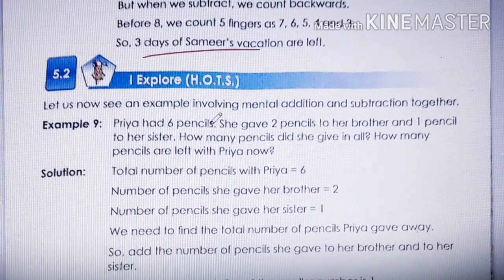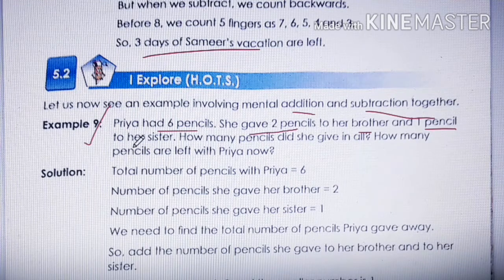Next, example 9. Let us now see an example involving mental addition and subtraction together. In this question, children, we will do addition also and subtraction also. Okay, so let's start. Example 9. Priya had 6 pencils. She gave 2 pencils to her brother and 1 pencil to her sister. Okay, so how many pencils did she give in all? And how many pencils are left with Priya now?